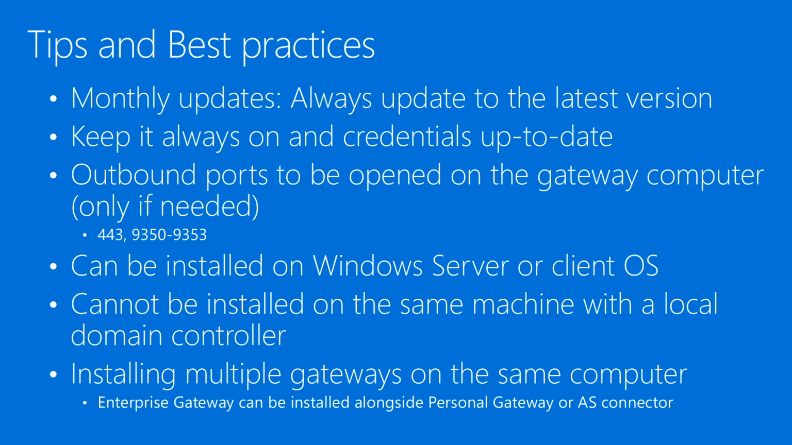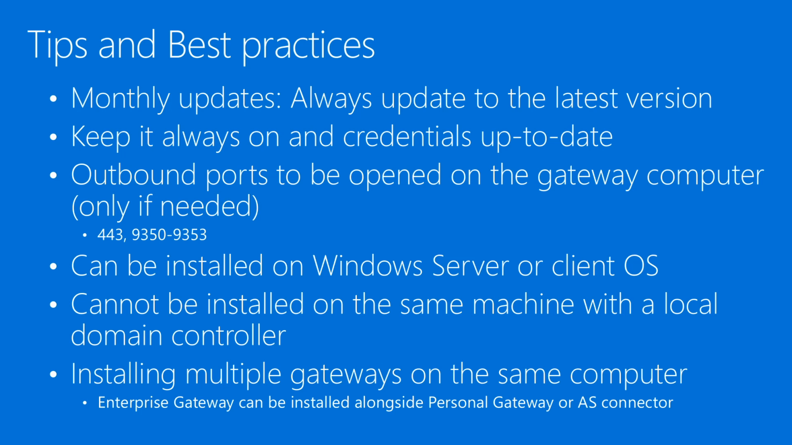The next one is what are the outbound ports to be opened on the gateway computer? The list is port number 443, and then the range of 9350 to 9353. And we asked for a range because this will depend on which service bus is servicing your gateway. So we can't give you a specific port to open in that case. It can be either on a server or a client OS, as long as it's up and running and can handle your queries and data sources. We don't have a preference.